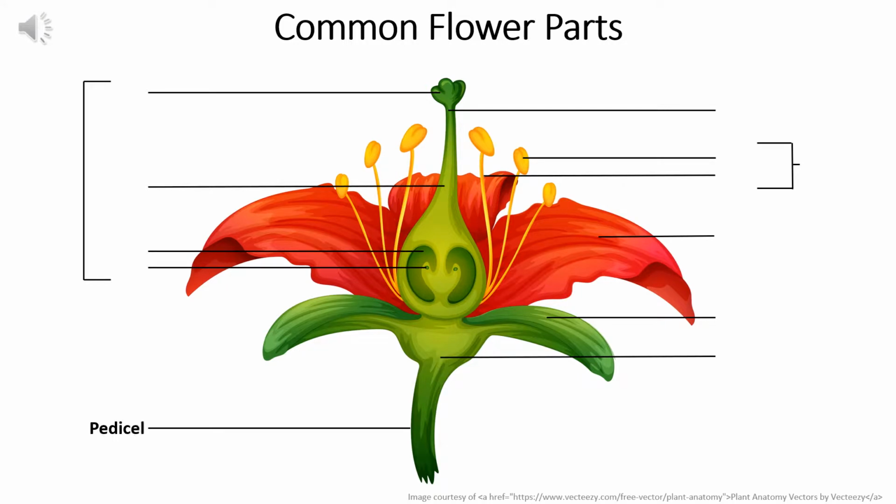The pedicel is the stalk of the flower. The receptacle is that part of the flower to which the stalk is attached. It is small and found at the center of the base of the flower.